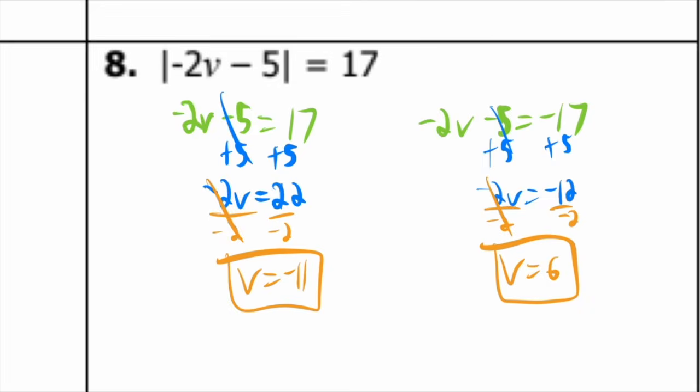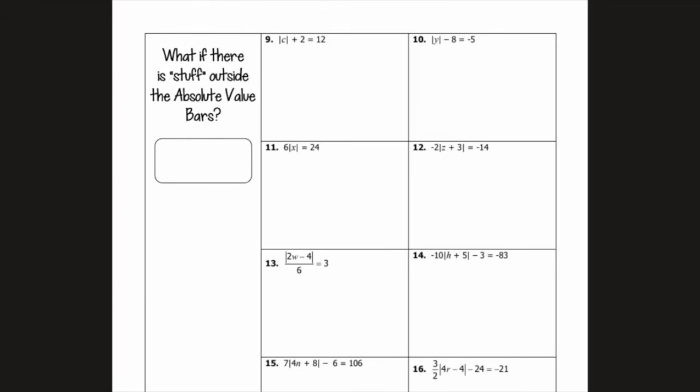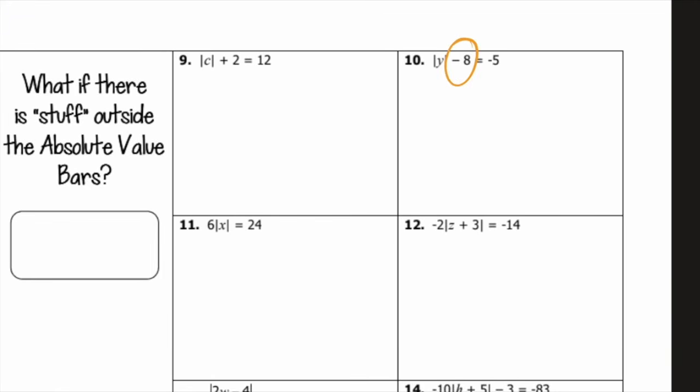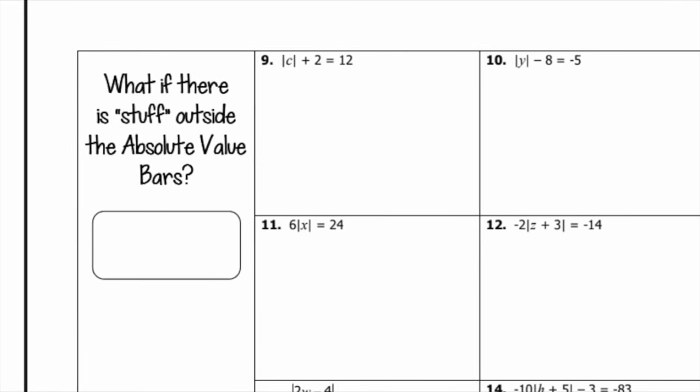Moving on to the next page here. So here it says, what if there's, quote, stuff outside the absolute value bars, aka things such as this plus 2, or on number 10, this minus 8, or on number 11, this 6 that's multiplying, number 12, a negative 2 that's multiplying. So what happens when there's stuff outside the absolute value, when there's math outside the absolute value on that same side of the equation? Well, we have to do step 1 now from our 3 steps we listed earlier when we crossed out our 4th step. And that's to isolate the absolute value.